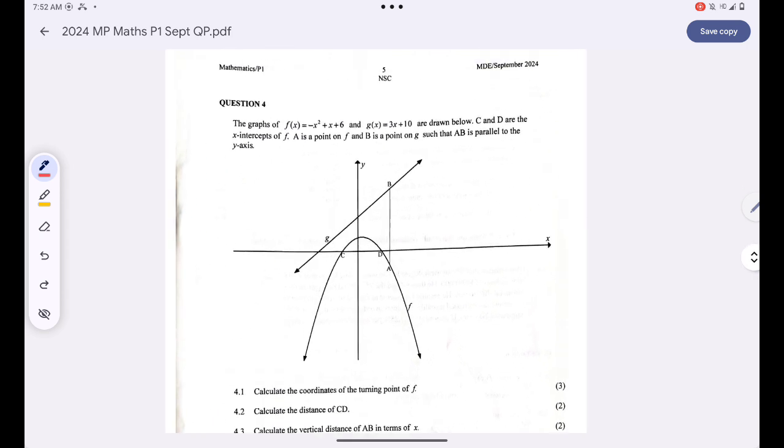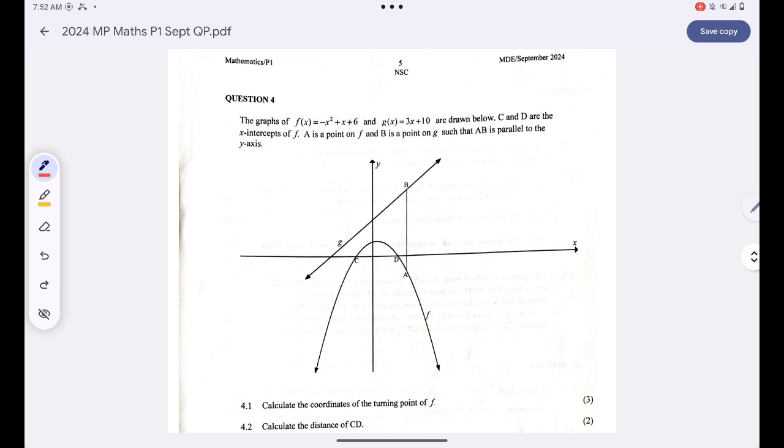Okay. The graphs of f of x and g of x are drawn below. C and D are the x-intercepts of f, and then we are told that A is a point on f and B is a point on g, such that AB is parallel to the y-axis. Once they tell us that, guys, a certain line is parallel to the y-axis, they are basically telling us that AB is a vertical line, because only vertical lines are parallel to the y-axis. Okay.